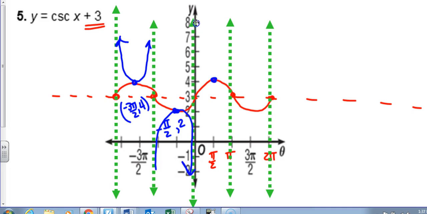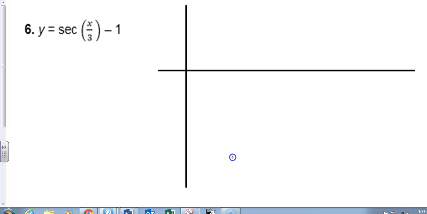One more ordered pair. Give me a positive one. Pi over 2, 4. Over here we'd have 3 pi over 2 negative, or 2. All right. Oh, the faster I draw, the better it looks. Is that the last one?